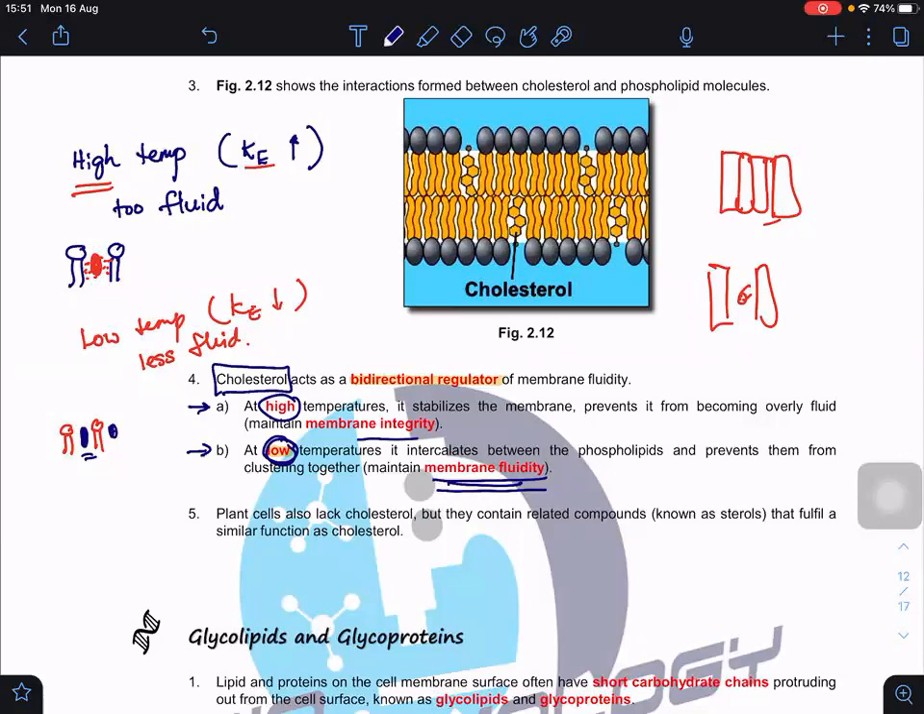So this is very, very important. When you explain in your answer, you need to include the temperature. You don't just say maintain or regulate the membrane fluidity, full stop. When? They only regulate or maintain the membrane fluidity when the temperature is low, okay?